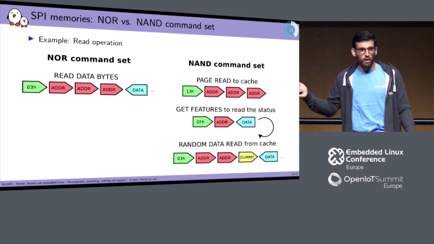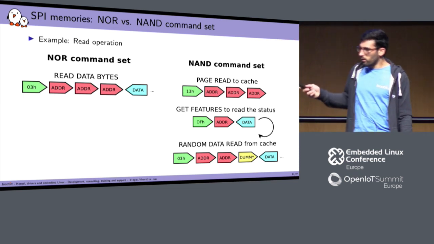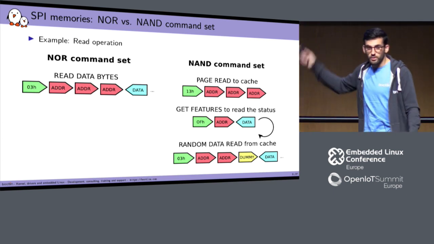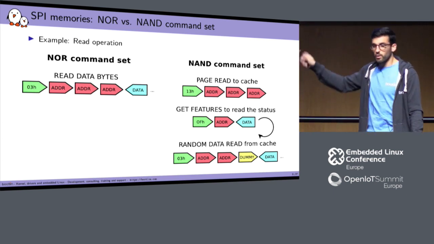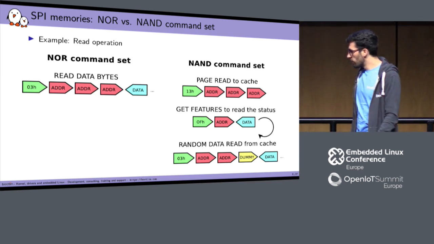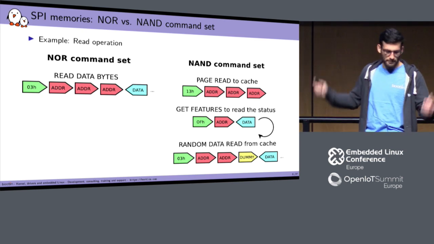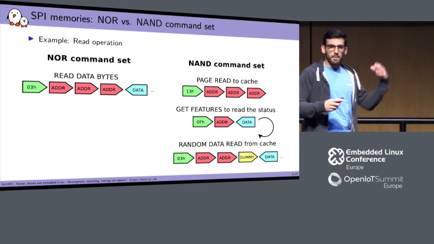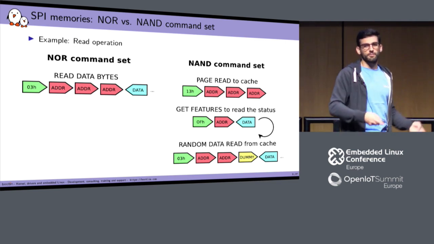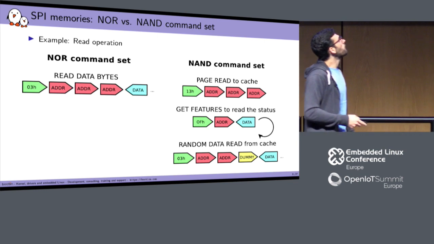This is an example of a read. With a NOR, it's pretty straightforward. It's just one opcode, three address bytes, and then the data you want to read. With NAND, it's always more complicated. You know, you can't read byte per byte. You have to read a page, which is usually 2K, 4K, it depends.